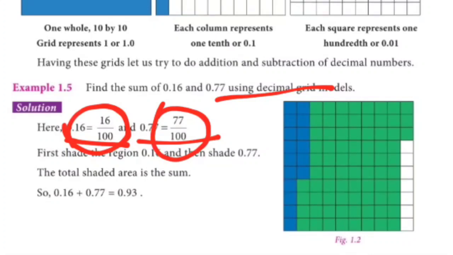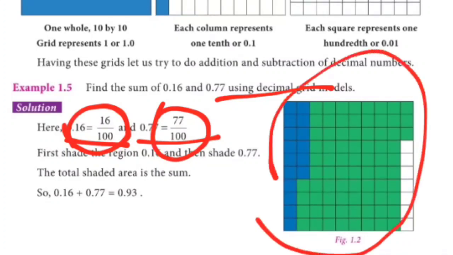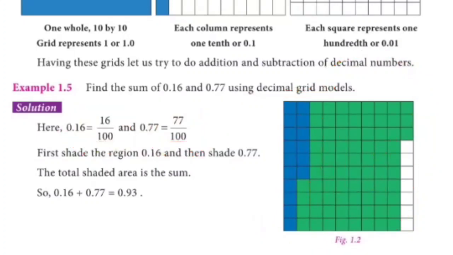For 16 by 100, out of these 100 boxes, we have to shade 16 boxes using blue color. And for 77 we shade boxes using green color. The green boxes they have shaded are 77. See, 10, 20, 30, 40, 50, 60, 70, then 74, 75, 76, 77. So in total 77 boxes were shaded with green color.